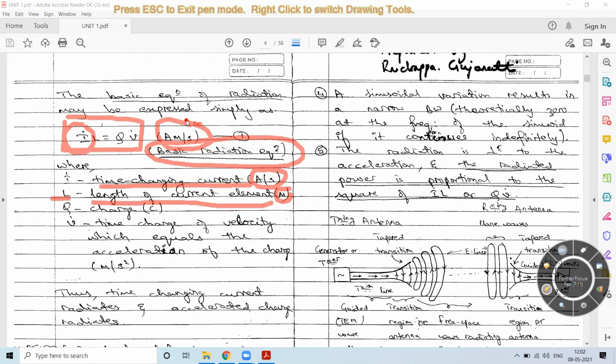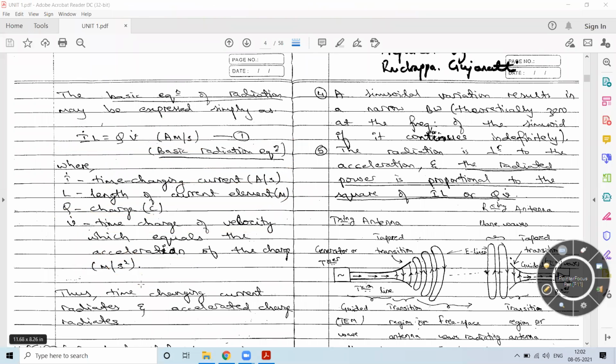Next, on the right hand side, we have Q, which represents the charge, and we have V dot, which represents the time change of velocity, which is actually equal to acceleration, given by meter per second per second. So this is your basic radiation equation of the antenna.